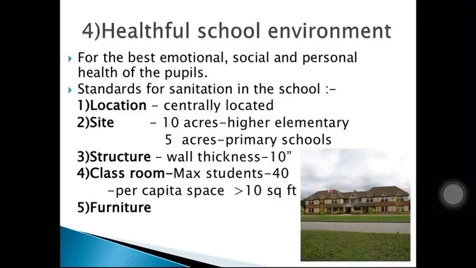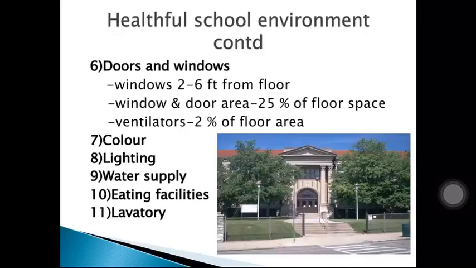Coming to the furniture, each student should have an individual chair and a desk, which should be comfortable enough for the student to sit. And coming to the doors and windows, they should be 2 to 6 feet from the floor, and window and door area should be 25% of floor space. Ventilator should be 2% of the floor area. So all these three things will ensure that there is adequate ventilation and adequate cross ventilation as well.